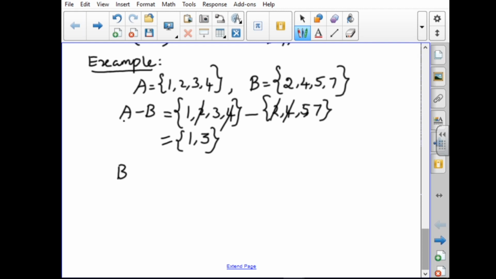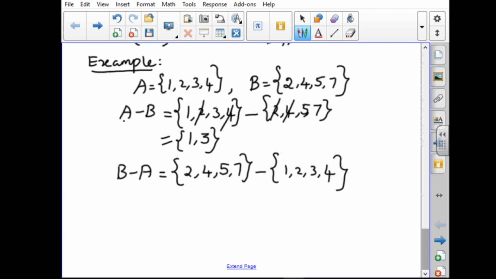Suppose B minus A, B difference A, you first use the B set, 2, 4, 5, 7, then difference A set, 1, 2, 3, 4. You check whether any A elements are there in the B set. So 2 and 4, you can strike those out. What are the remaining elements of B? First set only you have to check, that first set is B. So 5 and 7 is B minus A.